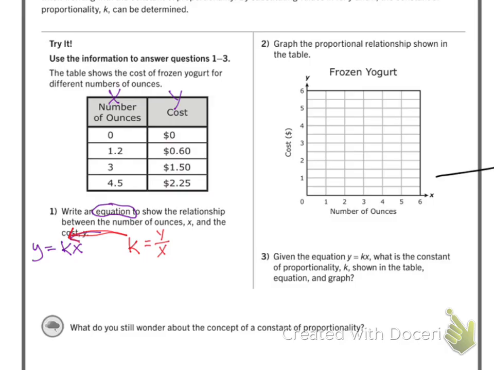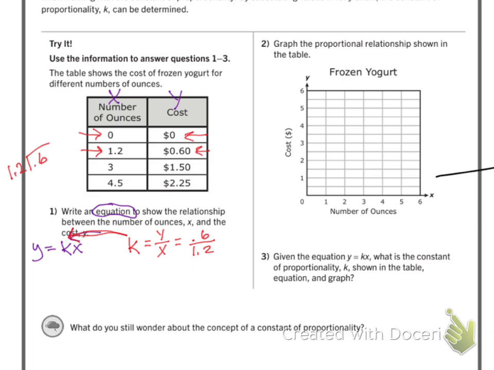Okay, let us see. I know I cannot use this y here because it's just 0 over 0. So let's try this one and this one. Let's put that 60 cents, 0.60, all over 1.2. And let's see what we get. Well, I know that if I do 0.6 divided by 1.2, I'm just writing it up here.